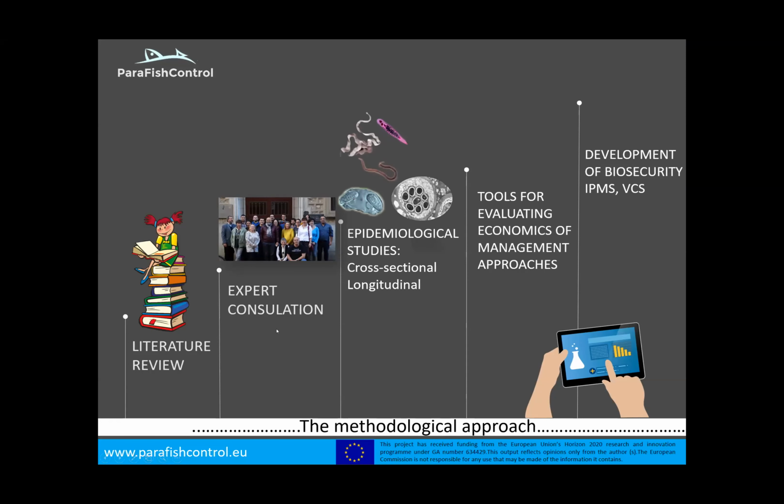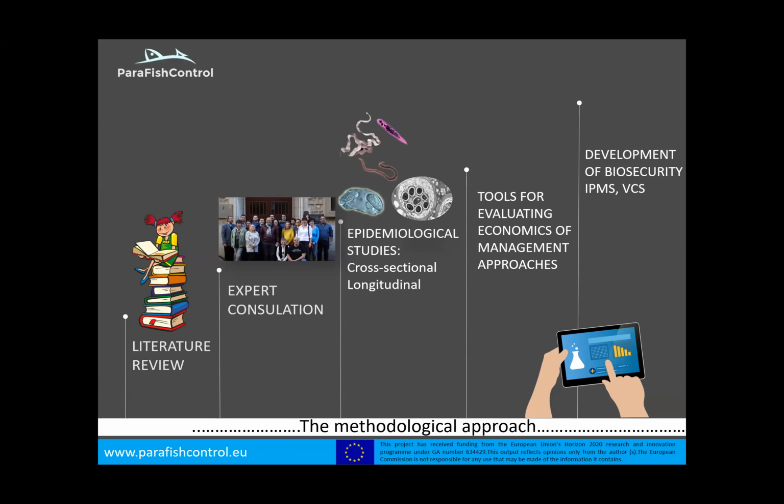Then we launched a series of epidemiological studies, either cross-sectional or longitudinal. An example of cross-sectional is what we have done with Enteromyxum leei. It means that many different fish farms along the Mediterranean Sea were sampled at the same point, in our case, the harvest time, and with all of them, we have a fixed picture of what's going on.